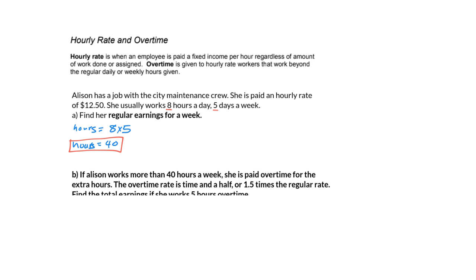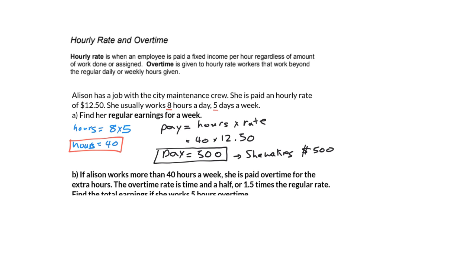Okay. So now in order to figure out the pay, this is what we've got to do. In this case, we've got to multiply the hours times the rate. So we're going to have 40, and we're going to multiply by $12.50. So at the end of the week, you end up with $500 as your pay. And so she makes $500.